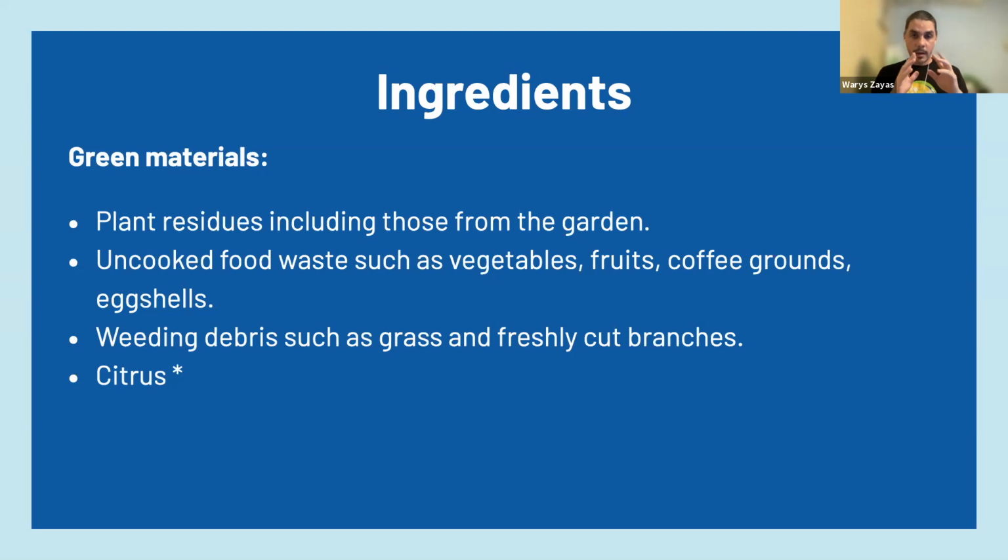Why? Because compost needs a mix of materials that contribute nitrogen and other materials that contribute carbon. The materials that contribute nitrogen we refer to as the green materials, or other people call them wet materials, but the term I always use is green materials. What we can use as green ingredients for our compost are plant residues, including those from the garden or from the farm.